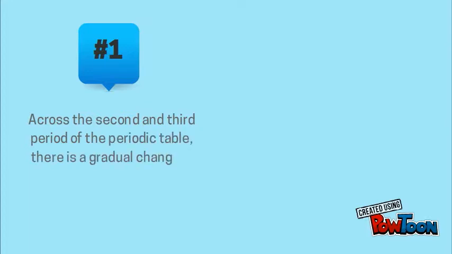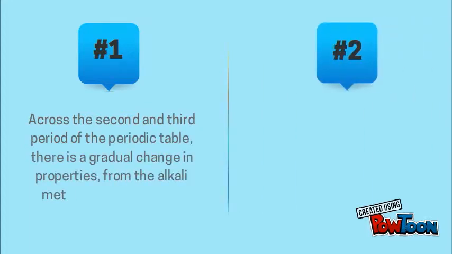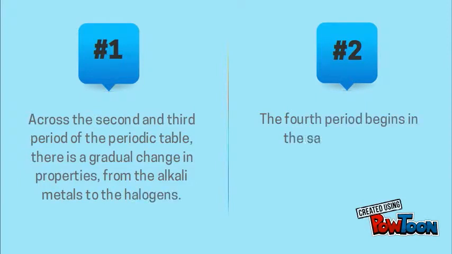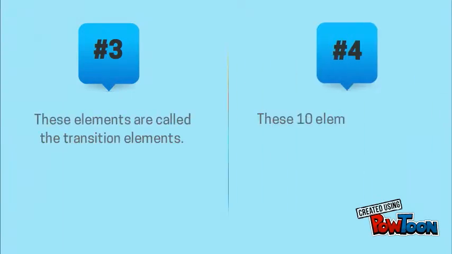Across the second and third period of the periodic table, there is a gradual change in properties, from the alkali metals to the halogens. The fourth period begins in the same way with potassium, K, and calcium, Ca. These elements are called the transition elements. These 10 elements from Sc to Zn form the first transition element series.